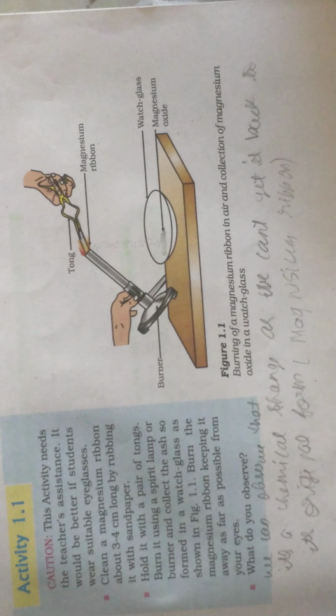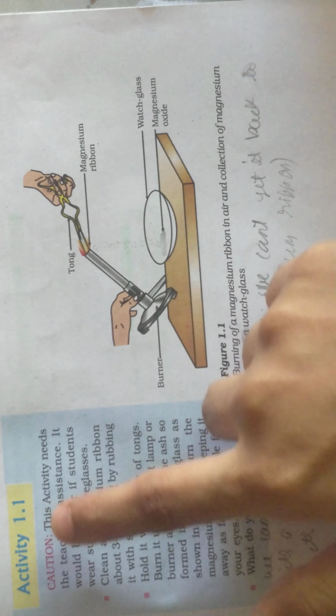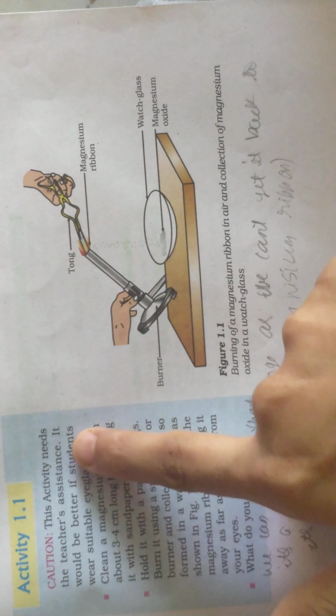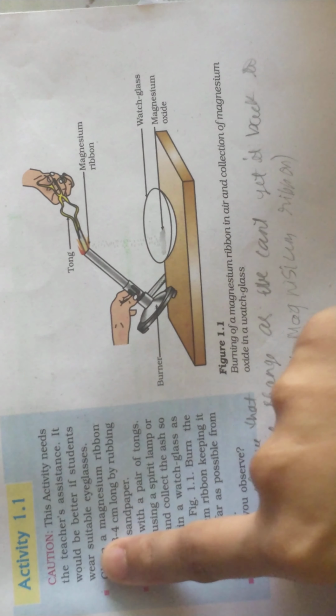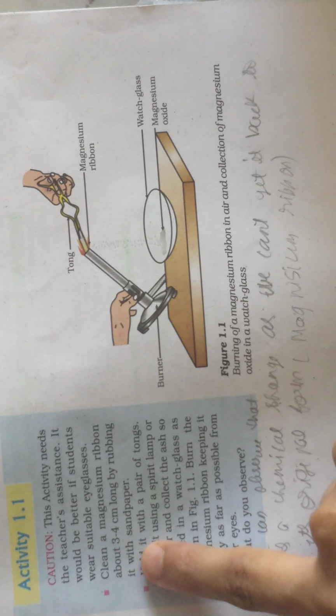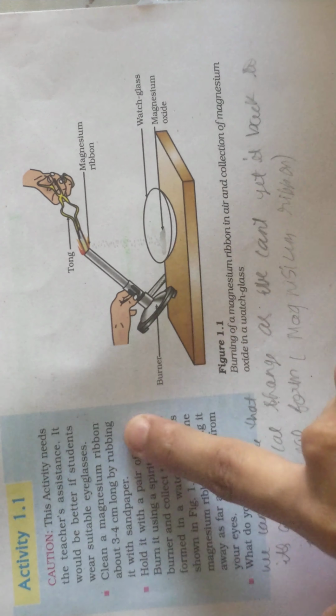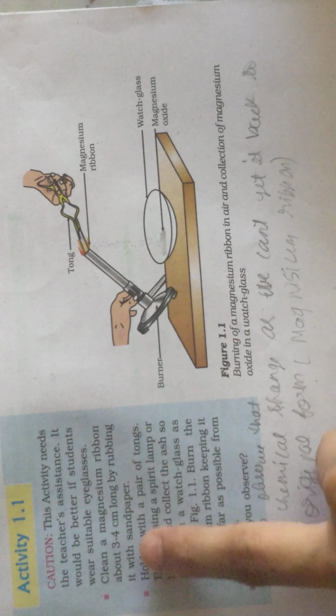Okay. So there is this very simple activity. It is activity 1.1 in your textbook. This activity needs a teacher's assistance. It would be better if students wear suitable eyeglasses. Clean magnesium ribbon about 3 to 4 cm long by rubbing it with a sandpaper. Why are you rubbing it with a sandpaper?